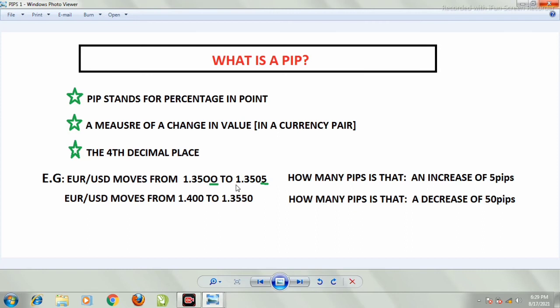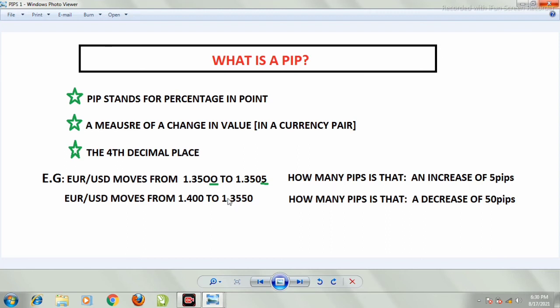So in order for you to get how many pips took place during this movement, all you have to do, since I want to make this video very short, I'll just be giving you the secret behind this. All you have to do is take this 3505 and subtract it from this 3500. That is the best way to calculate how many pips the market has moved. Just take 3505 minus 3500. Now how many pips is that? It's an increase of 5 pips.